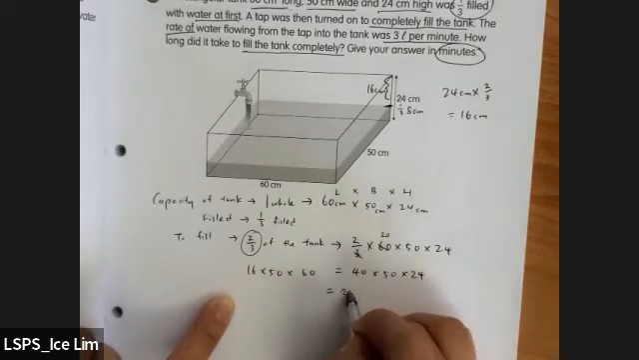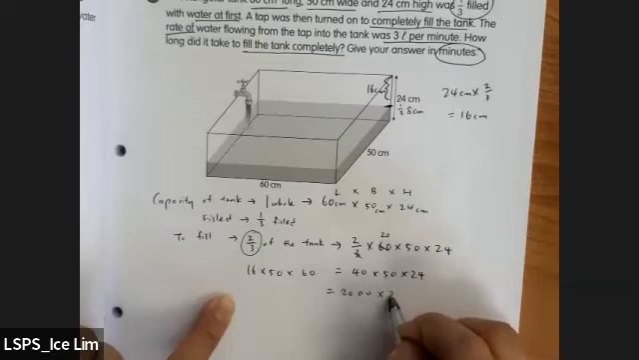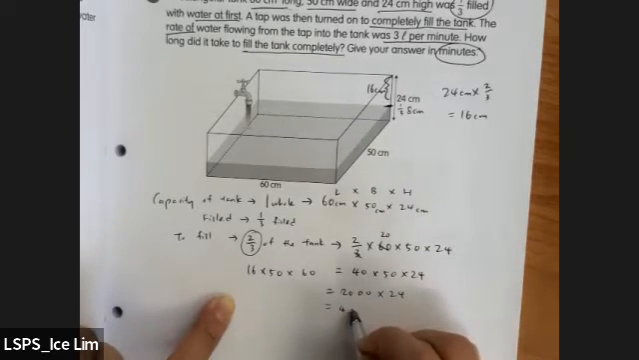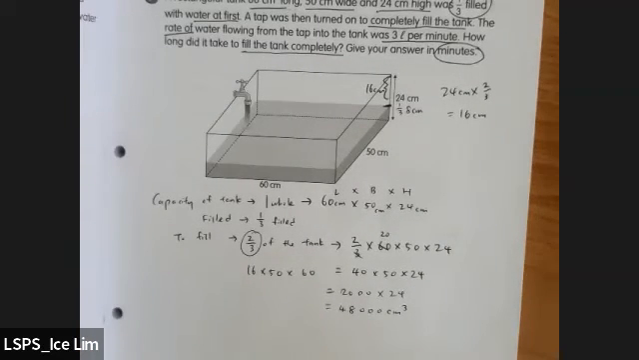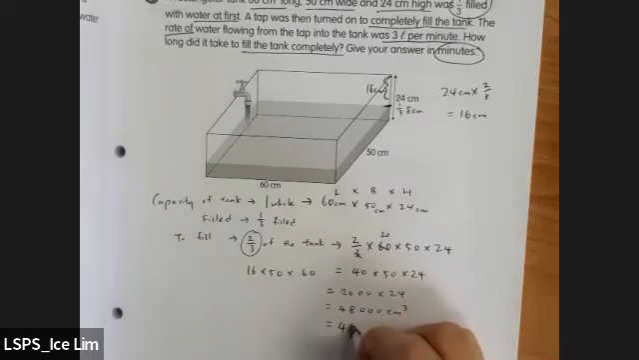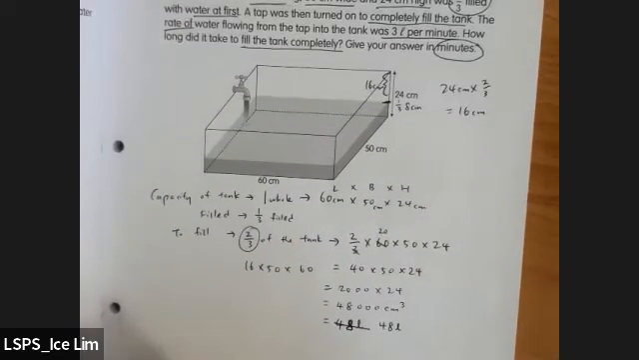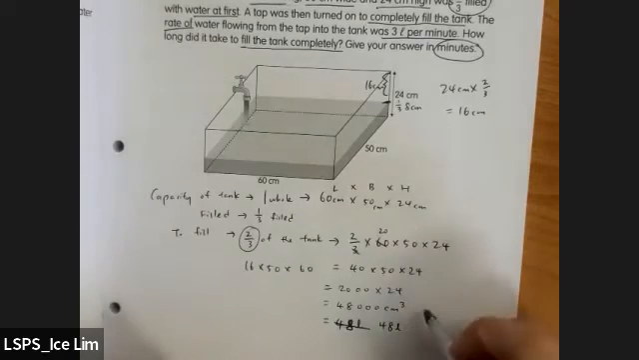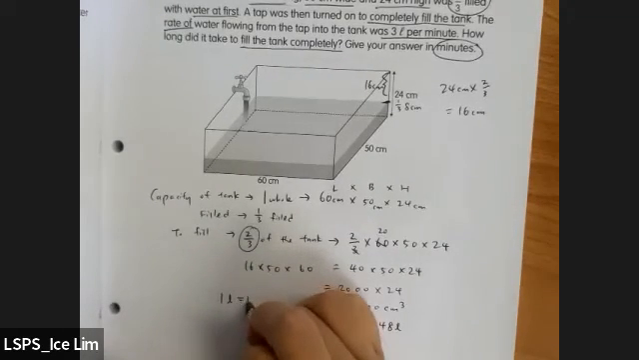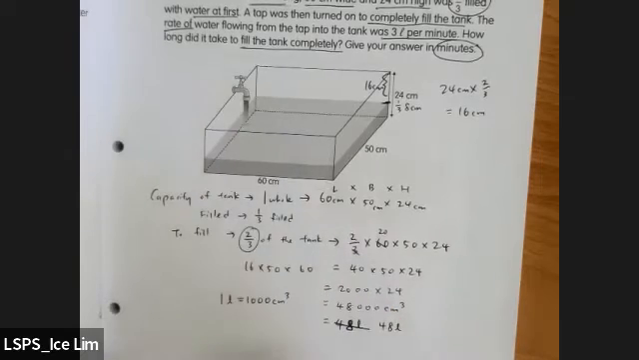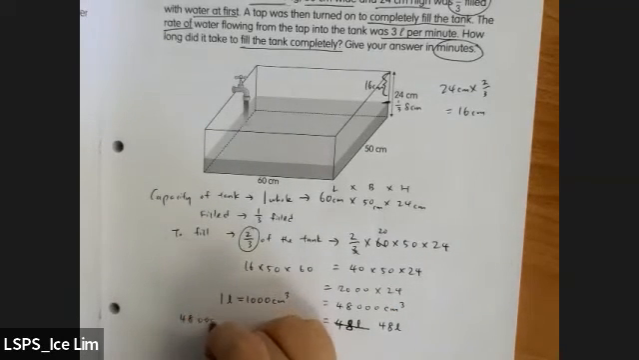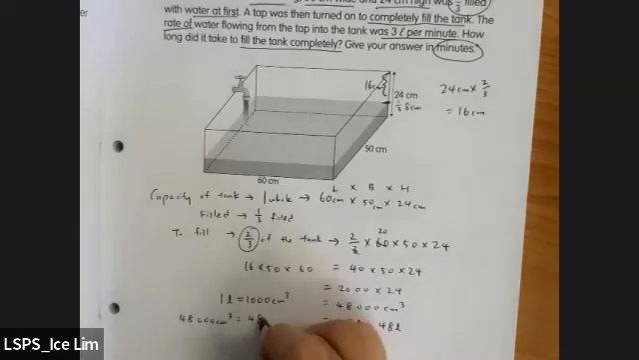16 times 50 times 60, that is 48,000 centimeter cube. So when I convert this to liters, yes, divided by 1,000, that's equal to 48 liters. Oops. Oh, so ugly. Because 1 liter equals 1,000 centimeter cube. So 48,000 centimeter cube is just 48 liters.